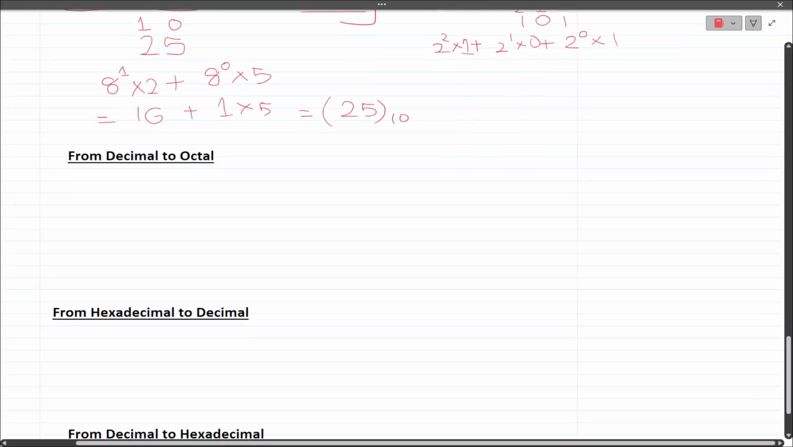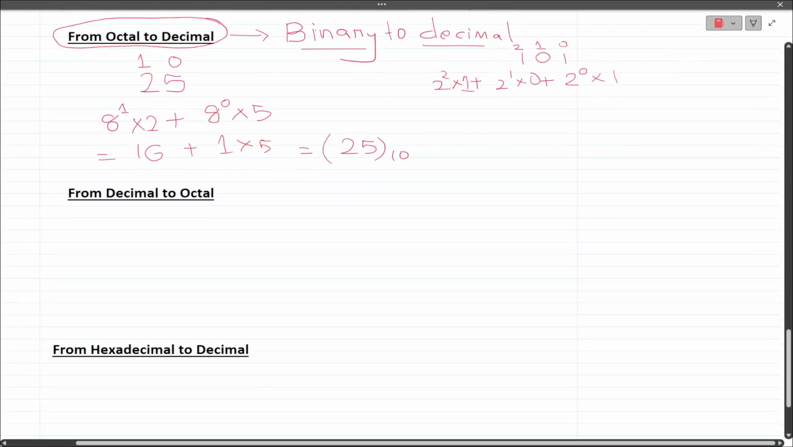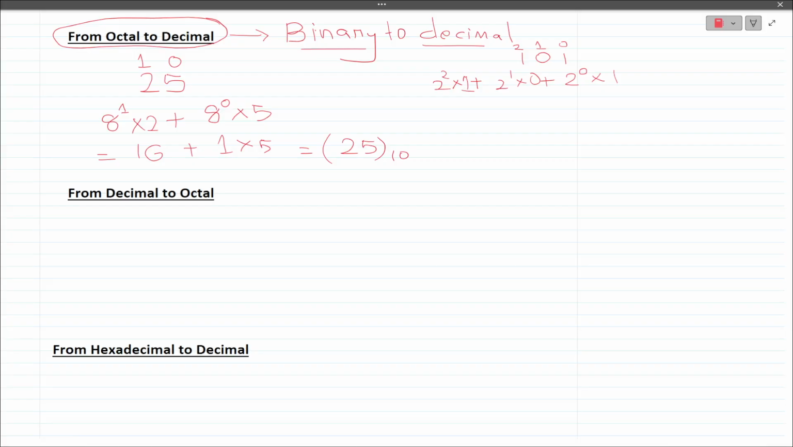Now it's time for decimal to octal. Okay, just a moment. 8 to the power 0 is 1. So 1 into 5 plus 8 into 2, it's 16. Sorry, excuse me guys, this will be 21. Now it's correct, 21. Now let us understand how to convert decimal to octal.